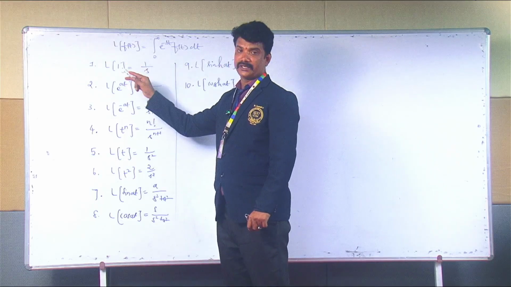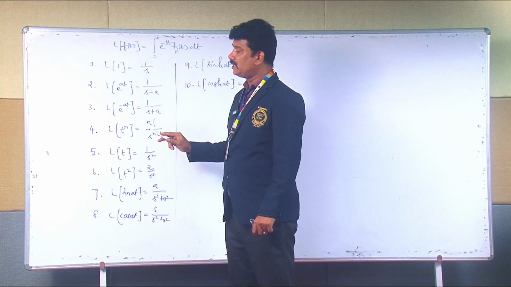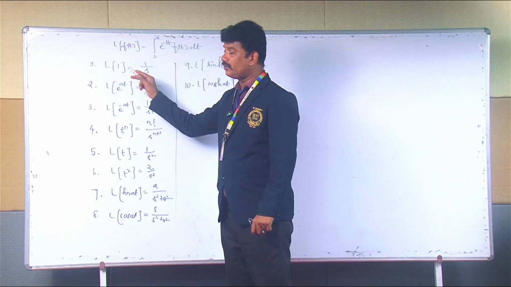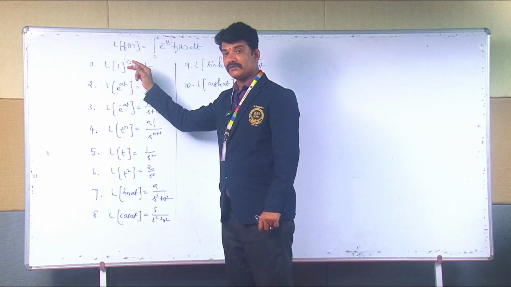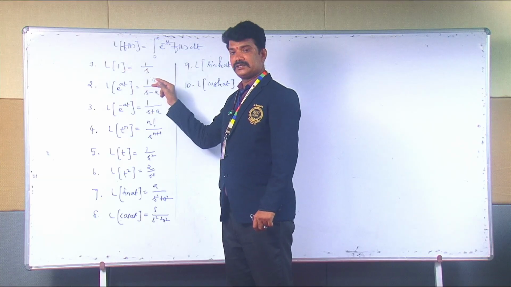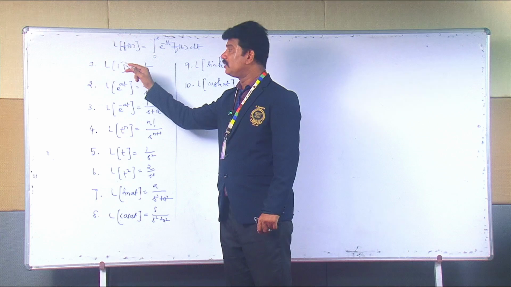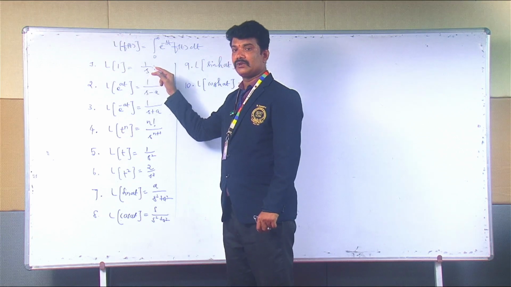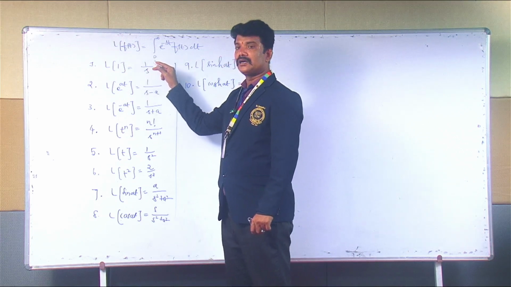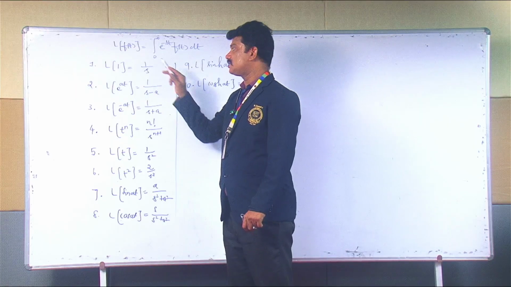This is constant function. L of 1 equals 1 by s. What is the answer for L of 2? 2 by s. What is the answer for L of 100? 100 by s. L of 200, what is the answer? 200 divided by s. Whatever the constant, we can write it as constant divided by s. Right? So, this is the first one.